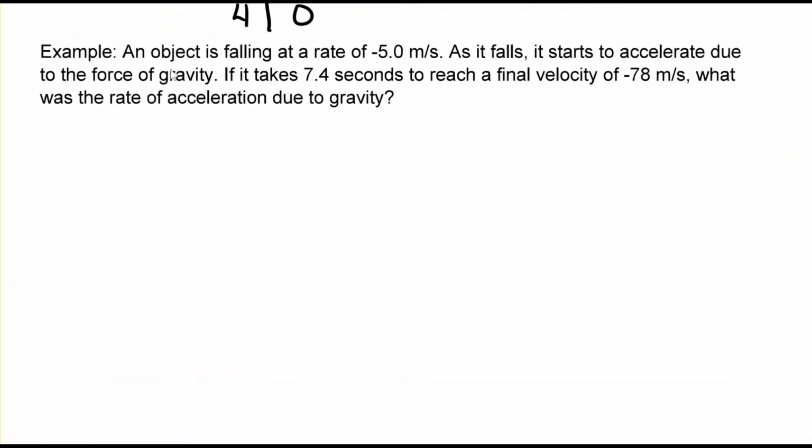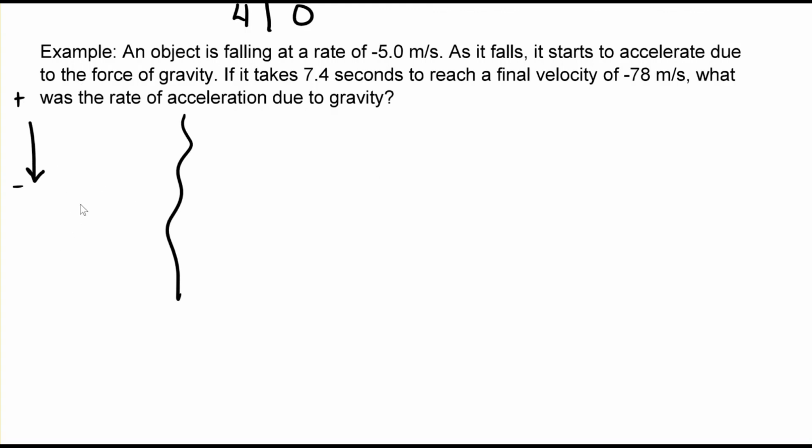Last problem, last example. An object is falling at a rate of negative 5 meters per second. And the reason why it's negative is because if something's falling, well, this is a positive direction and this is a negative direction, so it's going in a negative direction. As it falls, it starts to accelerate due to the force of gravity pulling it down. If it takes 7.4 seconds to reach a final velocity of negative 78 meters per second, what was the rate of acceleration due to gravity?